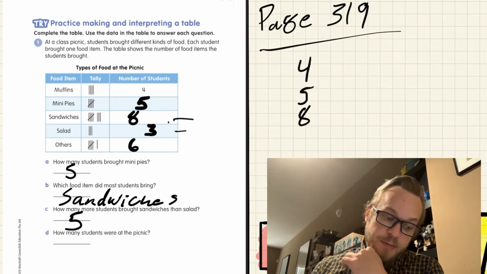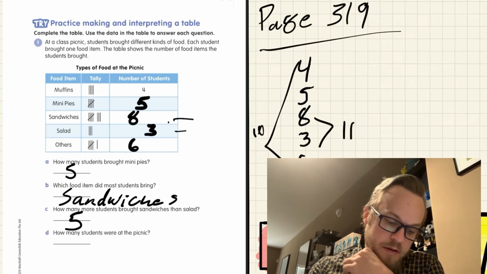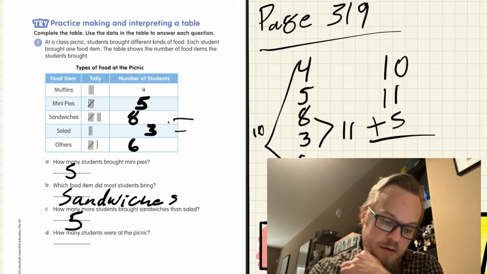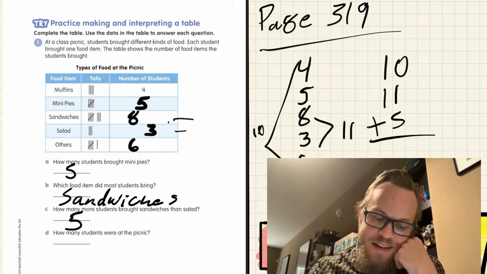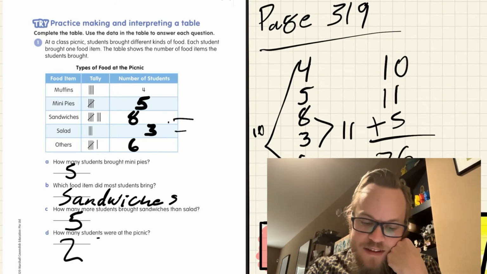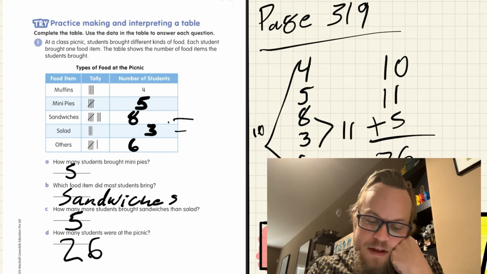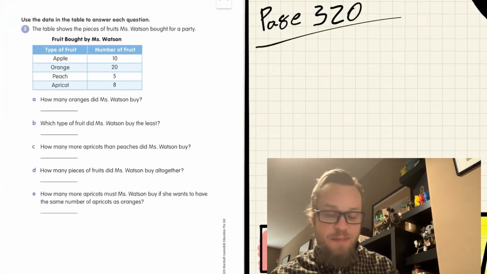How many students were at the picnic? Now I need to add up my total. And I just add by combining like things that I know get me close to what I need. I know 4 and 6 is 10, 8 and 3 is 11. Now I add it all up and I get 26 total students at the picnic.